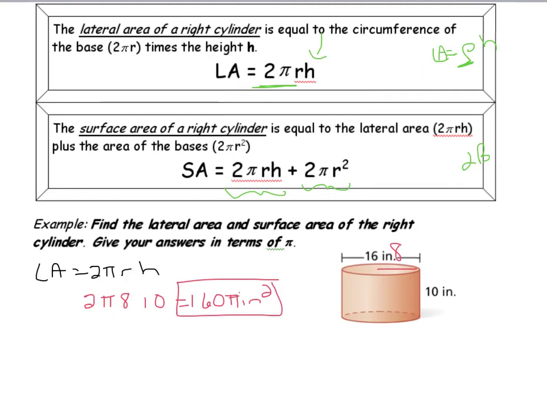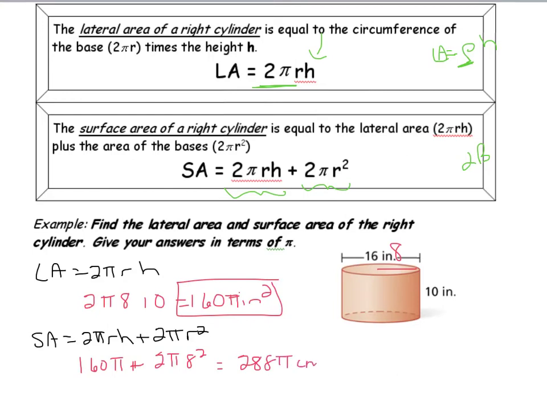All right. Now surface area, you guys, has our lateral area, 2 pi r h, but we have to add on 2 of our bases, 2 pi r squared. So I know it's 160 pi. But now I have to add on 2 pi times 8 squared. Remember, 8 squared is 64. Multiply that by 2 and then add it to 160, and we get 288 pi centimeters squared.